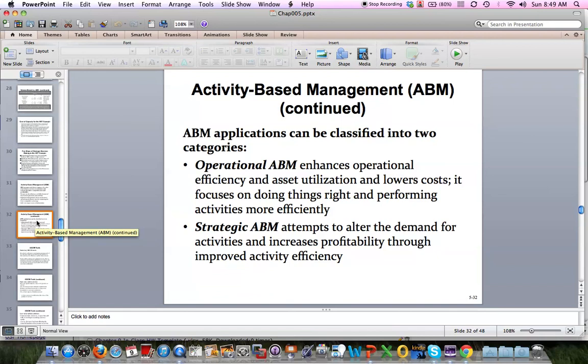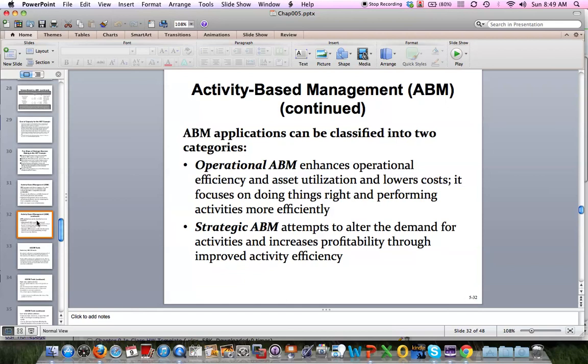ABM can be classified into 2 categories, operational and strategic. Operational enhances operational efficiency and asset utilization at the lowest cost. Focuses on doing things right and performing activities more efficiently.